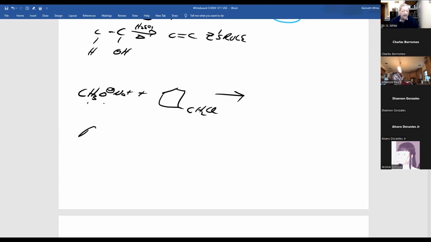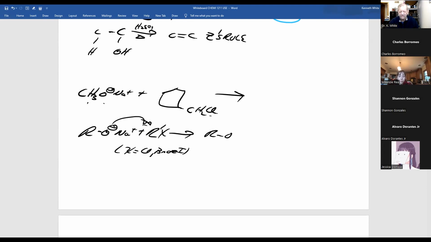Ooh, carbon, but an oxygen negative, sodium cation, carbon-carbon halogen, R prime X. X can be chlorine, bromine, or iodine. And this attacks that and forms an ether plus the salt. And the carbon with the halogen is the carbon this oxygen is bonded to.